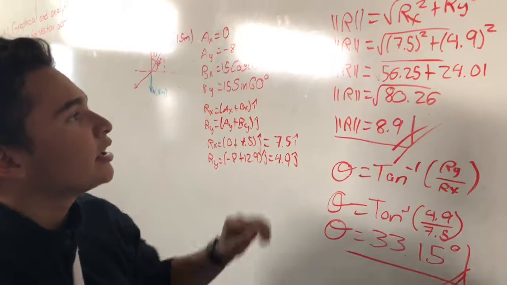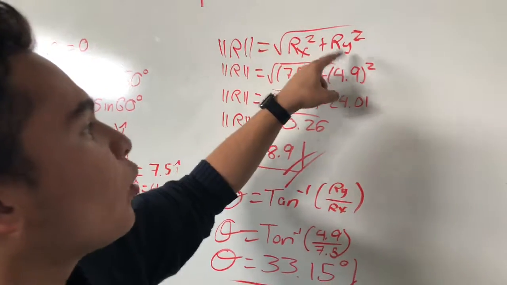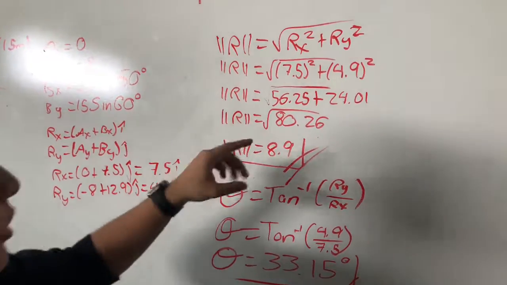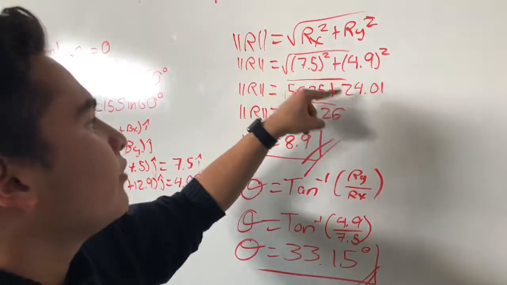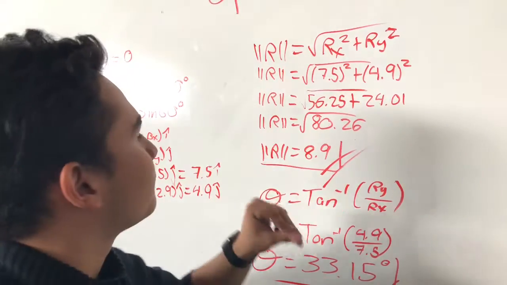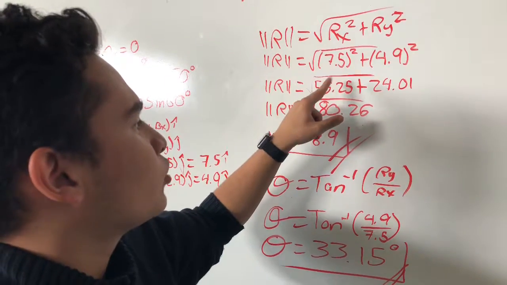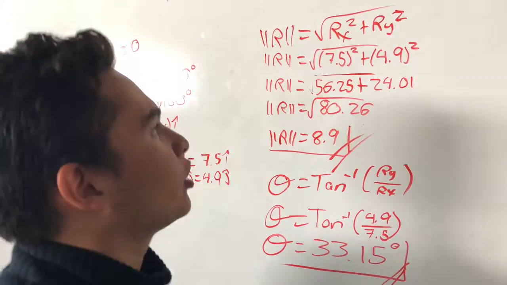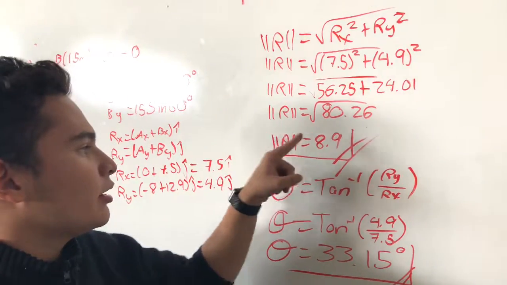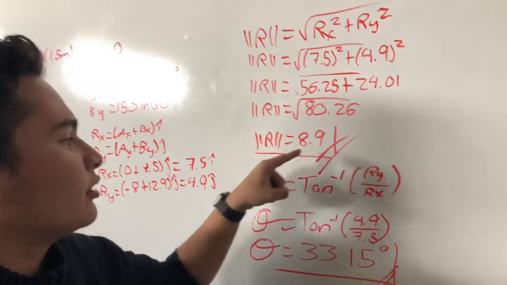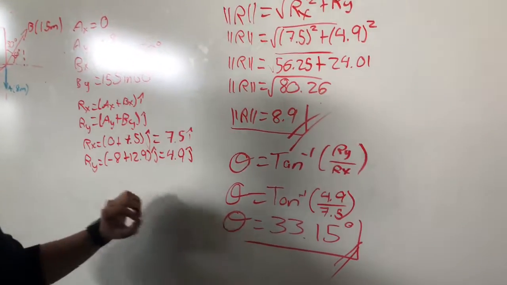To get the resultant, it's going to be the square root of Rx squared plus Ry squared. Then you substitute with the values here, Rx is 7.5 and Ry is 4.9. Now, 7.5 squared is 56.25 plus 4.9 squared, that is 24.01. It's going to be the square root of 80.26, that is 8.9. So your maximum resultant is going to be 8.9.